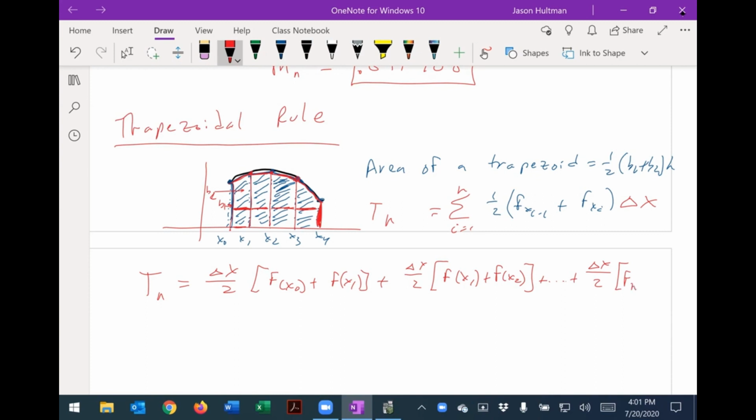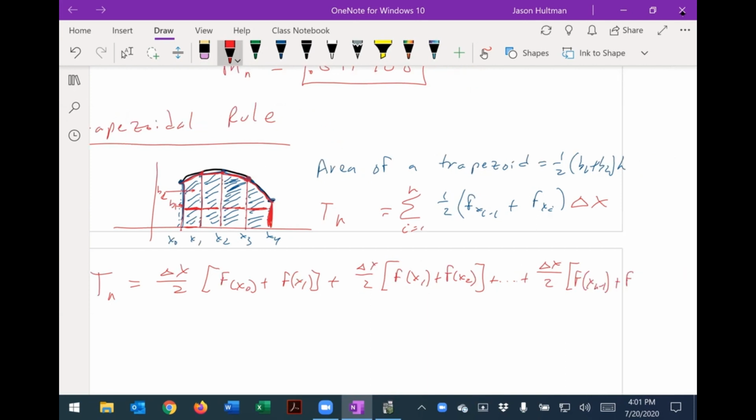This is x sub n minus 1, f of x sub n minus 1, plus f of x sub n. Okay, so now what I'm going to do is factor out that delta x, and we're going to see a pattern arise in that I only have one f of x sub 0. If I factor out the delta x over 2, I have one f of x sub 0, but I have 2 of everything else except for the x sub n.